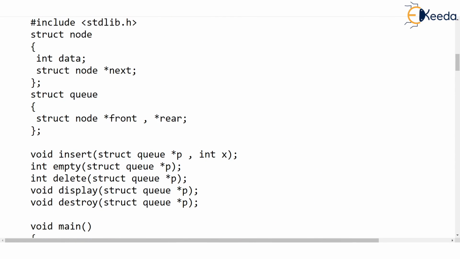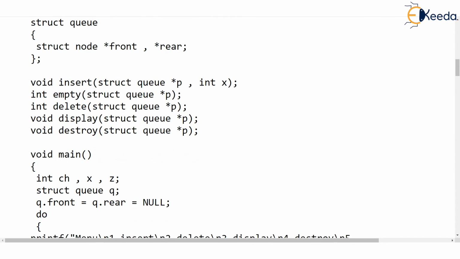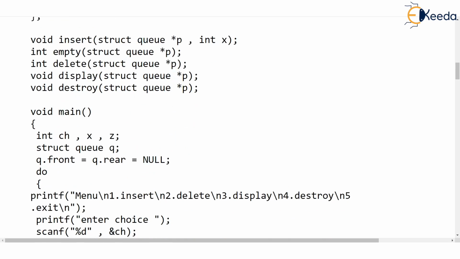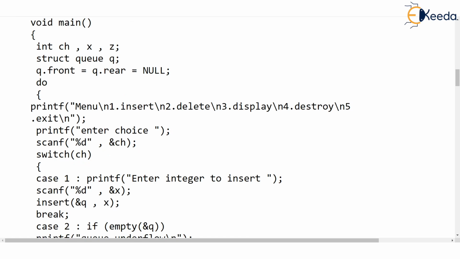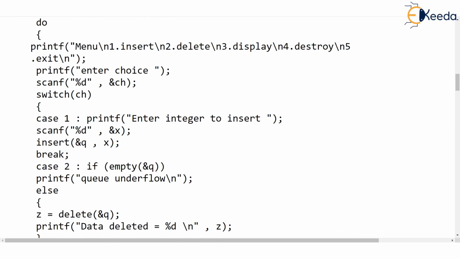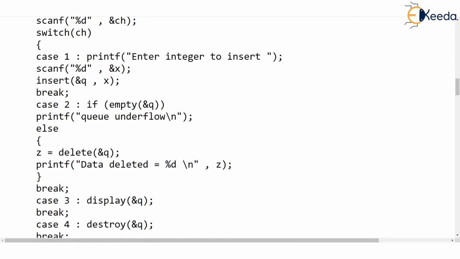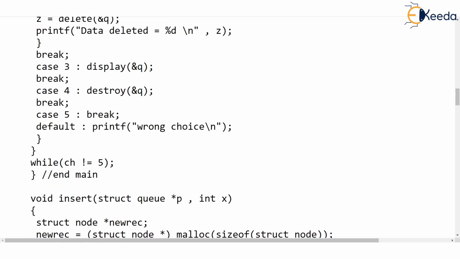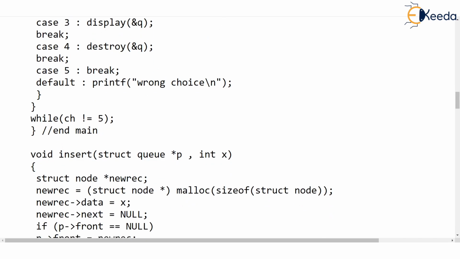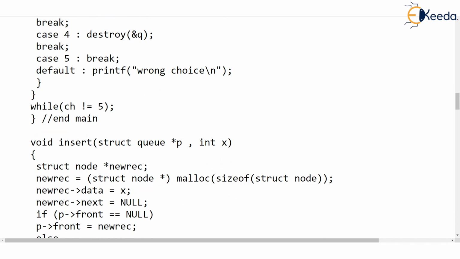The program starts from here, declaring the node, then the queue data structure, which contains front and rear. These are declarations of all the functions. Then main is menu driven, as you can see, correct? And then case one is for insert, case two for delete. Of course, before calling delete, we will check whether the queue is empty or not. If it is empty, we will print underflow. If it is not empty, only then we will call delete. And then case three is display, case four is destroy, and case five is exit. And that's the end of main.